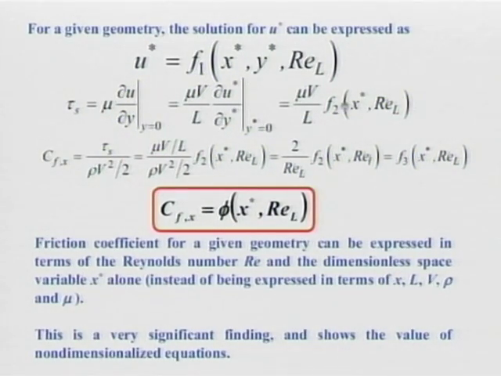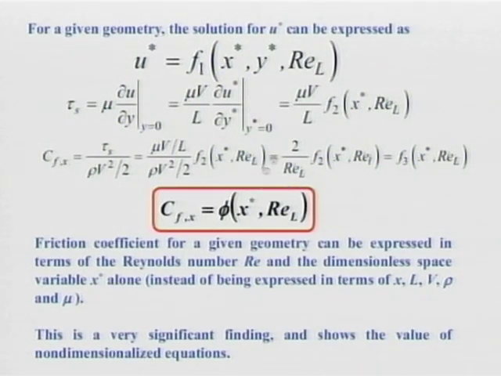From this I can write that it is a function of x star and Re L. Why is y star not there? Because I am taking it as y star equal to 0 only. So you have mu V by L f2 of x star, Re L. Now if I non-dimensionalize this, C f of x equal to tau upon rho V squared by 2. If I substitute this, what do I get here? 2 upon rho V L in the numerator mu. So that is 2 by Reynolds.